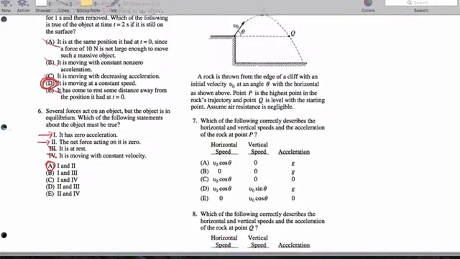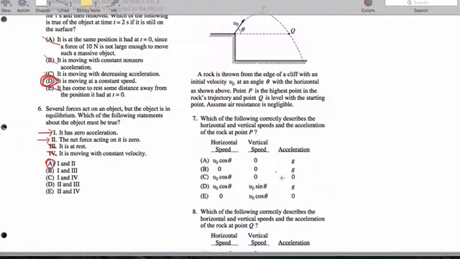A rock is dumped from the edge of the cliff. We're assuming projectile motion. So since we know it's projectile motion, let's eliminate some choices right away. We know that there is no possibility of the acceleration being zero ever. So that rules out C and E. Now let's read a little bit more. Point P is the highest point in the rock's trajectory, and at point Q we're level with the starting point. We want to know the horizontal and vertical speeds and the acceleration of the rock at point P. At the top, we know that the vertical speed is 0. We also know that the horizontal speed is unchanged, so the only choice left is A.